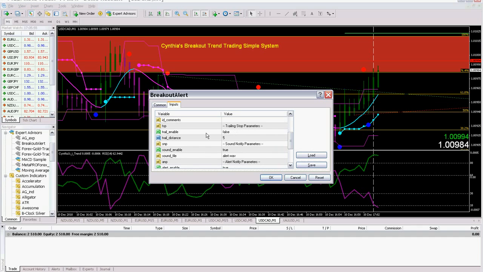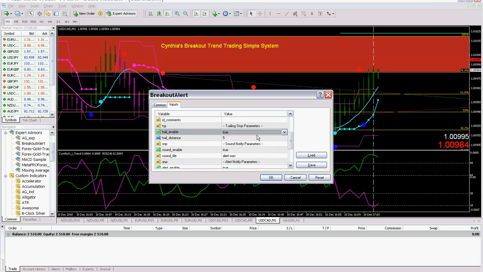Under trailing stop parameters, you want to trail enable. It's set to false. Double click it and set it to true. And then the trail distance, it's going to trail by 5 pips, but we're in an FinFX ECN account, and any ECN account has 5-digit pricing, so you always have to add a 0. So I'm going to put a 0 and change the 5 to 50. It's still going to be trailing by 5 pips, and that's what you want.